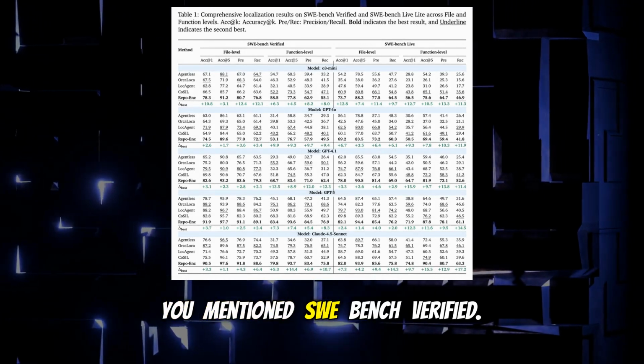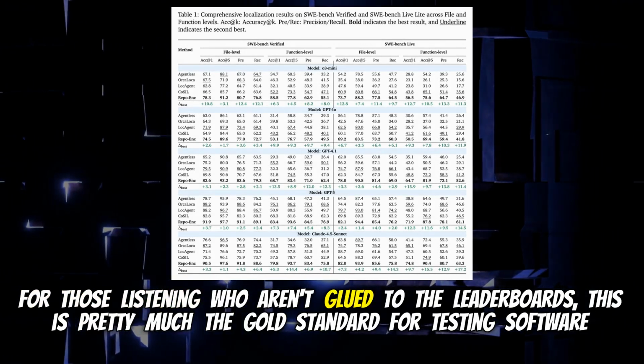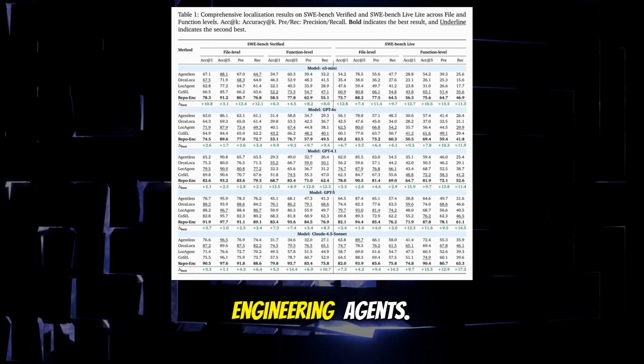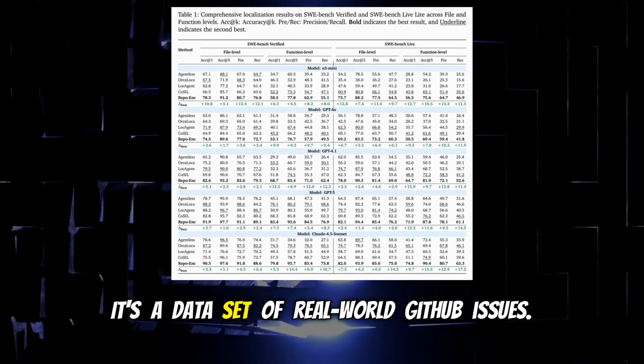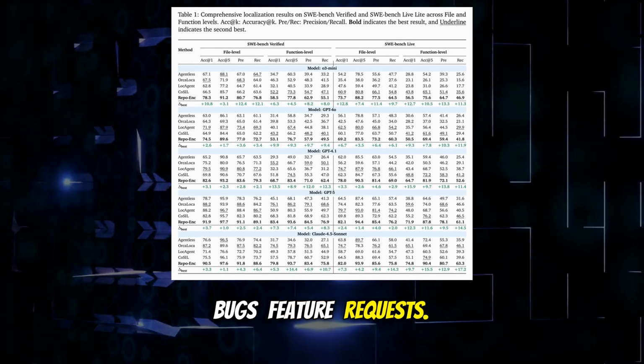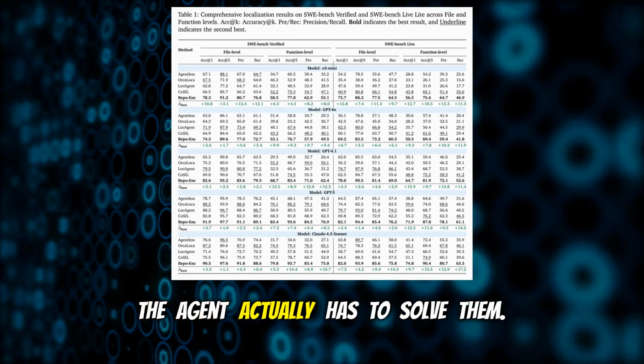You mentioned SWE-bench Verified. For those listening who aren't glued to the leaderboards, this is pretty much the gold standard for testing software engineering agents. It is. It's a dataset of real-world GitHub issues, bugs, feature requests. The agent actually has to solve them.